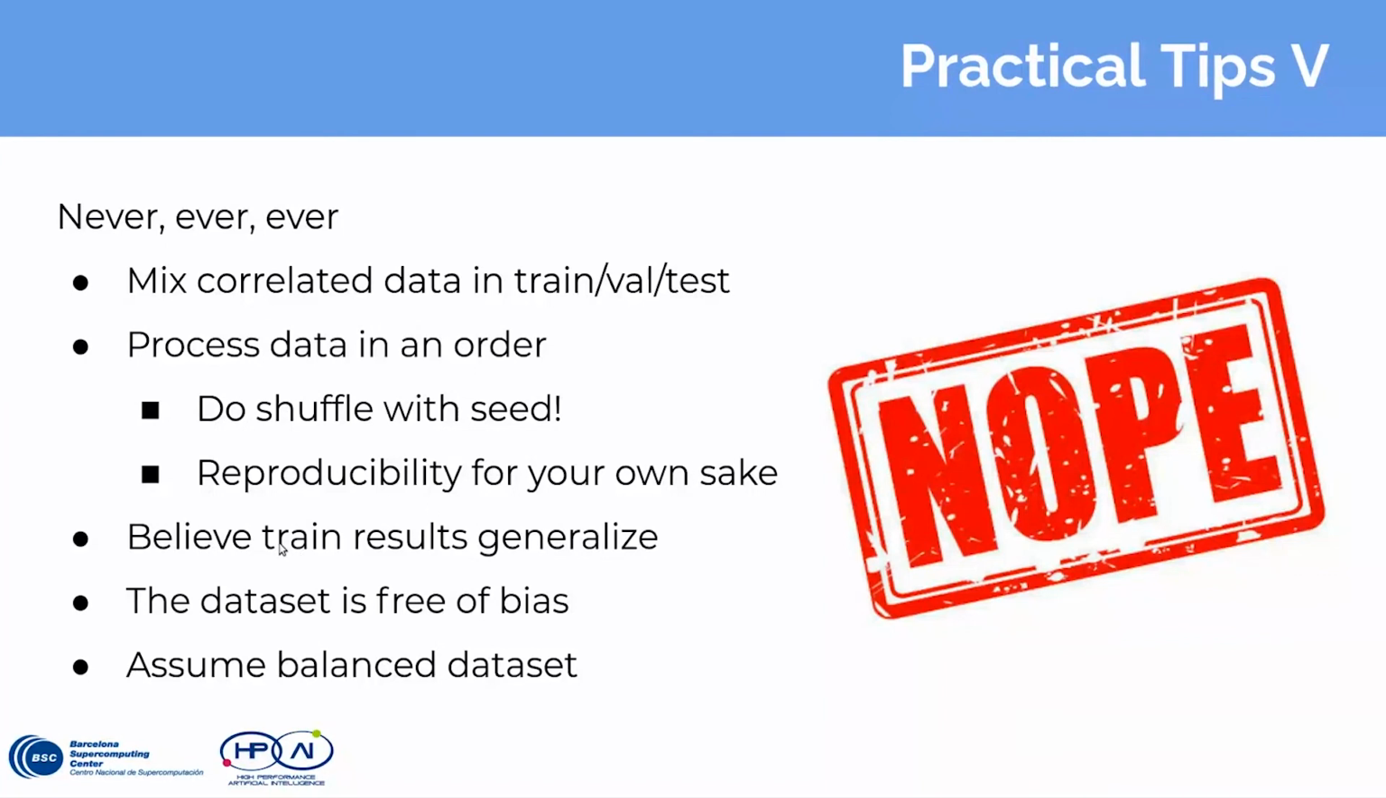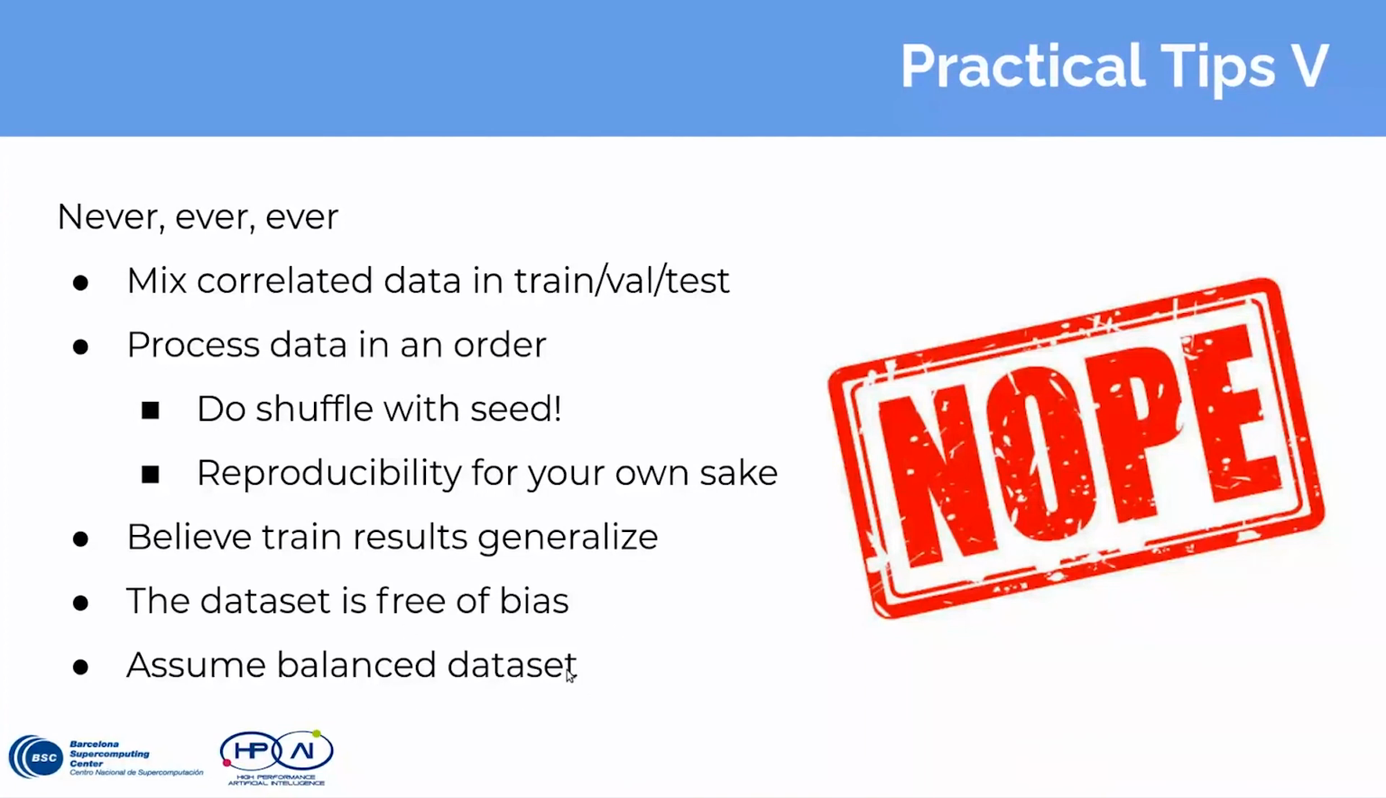So you should never believe that the trained results are going to generalize. Don't expect a model that performs very well in the train set to perform magically well when applied in practice if you haven't thoroughly evaluated it with a validation and a test set. And also never assume that the data set is free of bias. Bias is these patterns that will try to fool the neural network, that the neural network will try to learn from, and make everything bad because they are unrelated with the problem, unrelated with what you want the solution to be.